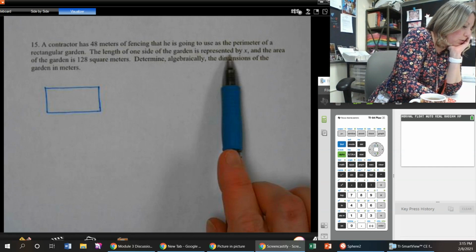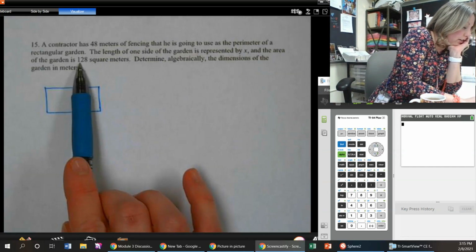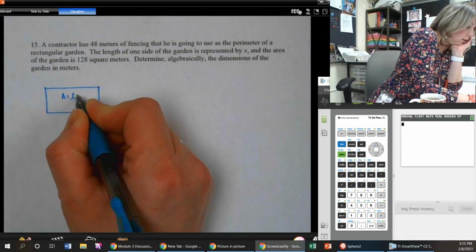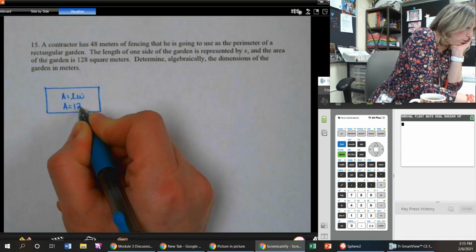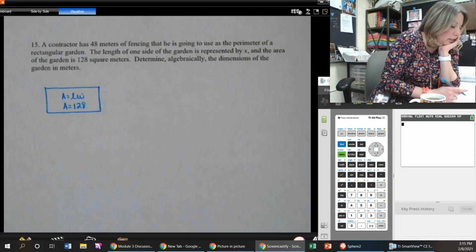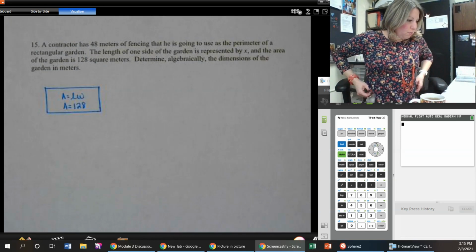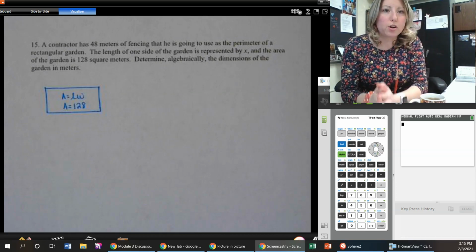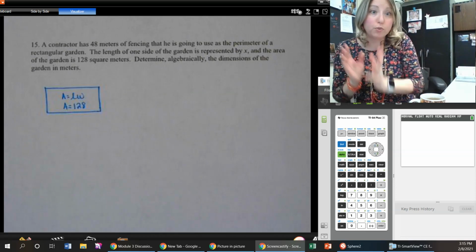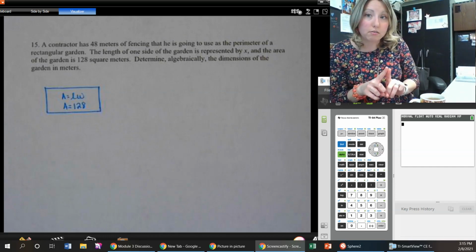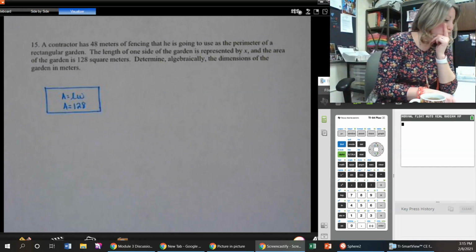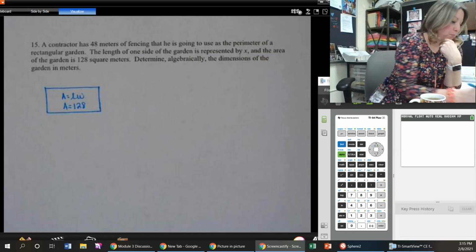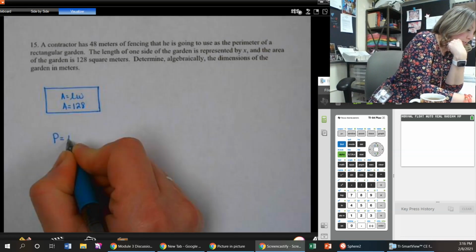The length of one side of the garden is represented by x, and the area of the garden is 128. Let's see, area of a rectangle is length times width, and I know the area is 128 square meters. Determine algebraically the dimensions of the garden in meters. Well, wait a minute. A contractor has 48 meters of fencing he's going to use as a perimeter on the rectangular garden. I got to know perimeter first, don't I? Because the perimeter of this guy is 48.